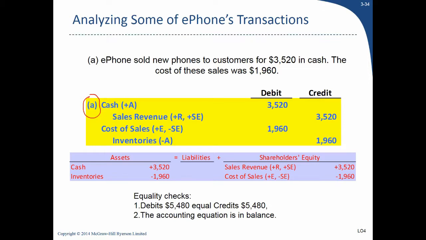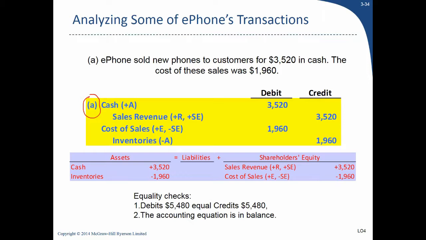Now, we made a sale. We should probably recognize revenue. How much revenue do we recognize? $3,520, because that's the amount of cash we received. Revenue, remember, is a subsidiary of shareholders' equity, so it's on the right-hand side. Because revenue is increasing, and it's a subsidiary of shareholders' equity, which is on the right side, you have to credit it. And that leaves one piece, the cost of sales.